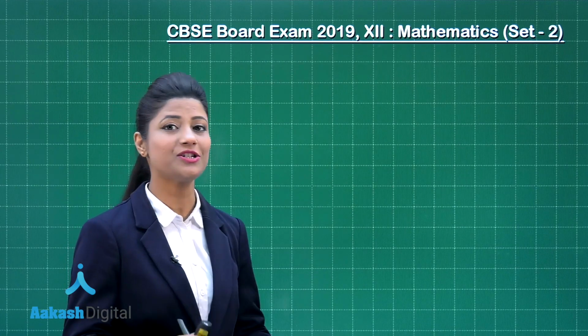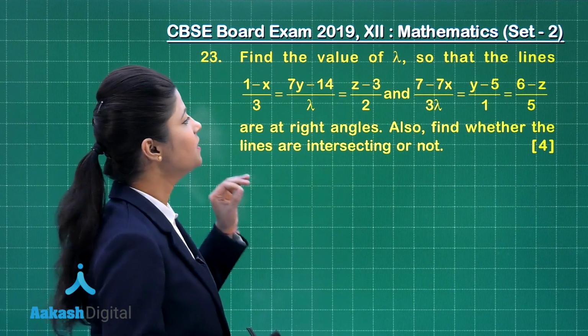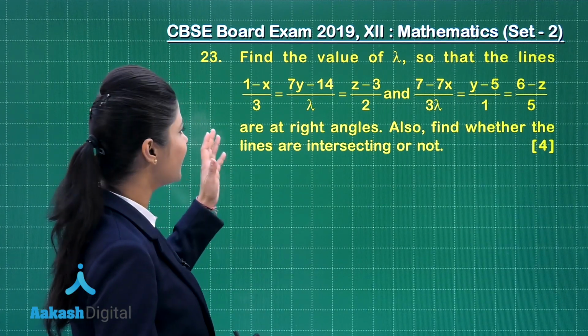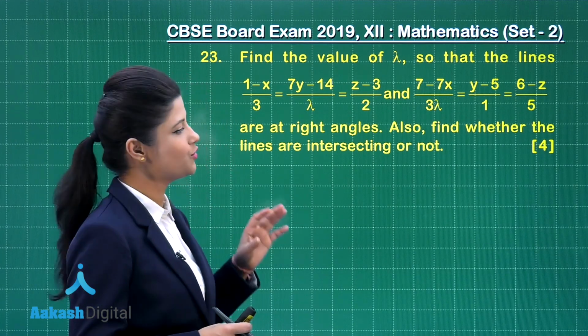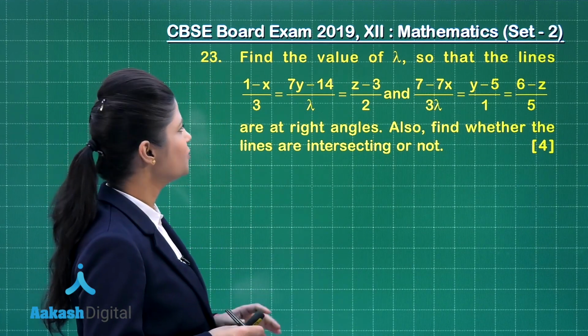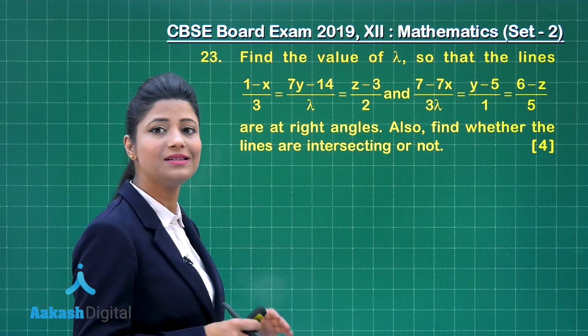Now let's discuss question number 23. This question states: find the value of lambda so that the given lines are at right angles. Also find whether the lines are intersecting or not. This question carries 4 marks. So here we are talking about these two lines. Let us firstly represent them in the standard form.